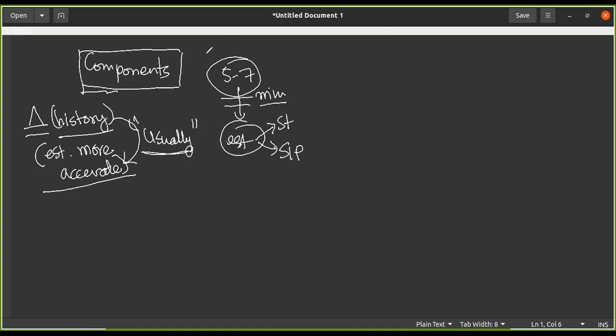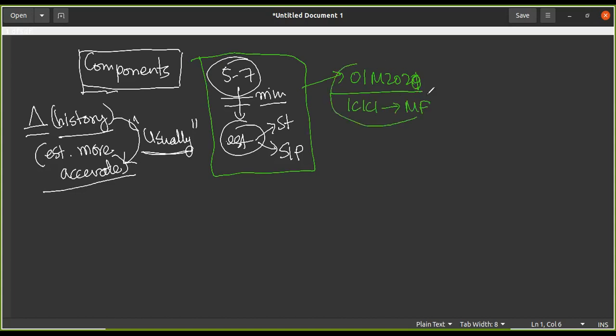However, in many cases, this is not really practical, because you will not always have this kind of data. It may well be that it was only on the 1st of March 2021, or maybe 2020, that a company, let's say ICICI, launched a mutual fund. Now in this case, obviously I don't have 5 to 7 years of data. What am I going to do in this case? Can I not do the estimations in this case? The answer is yes, we can still do it.